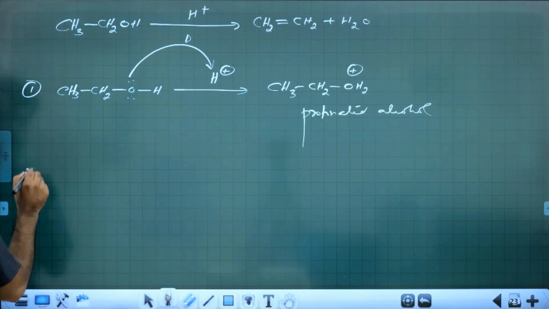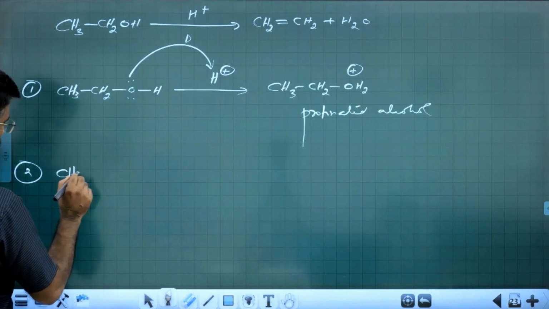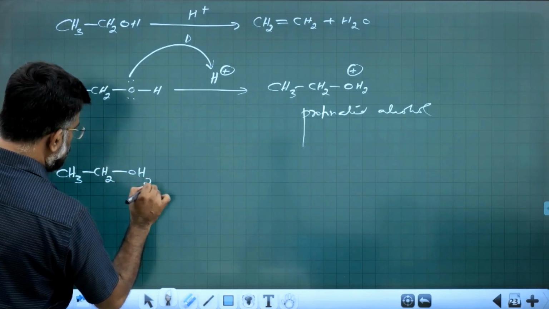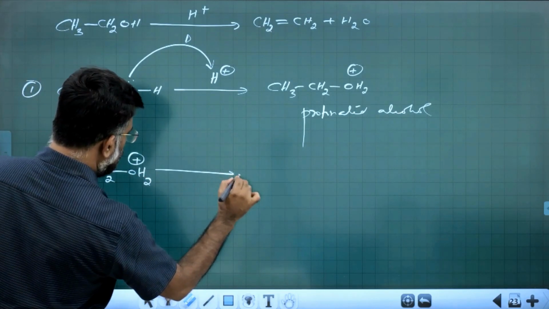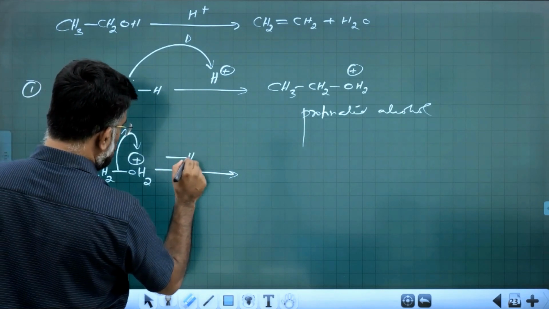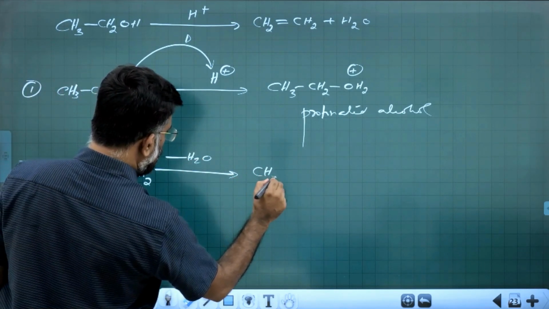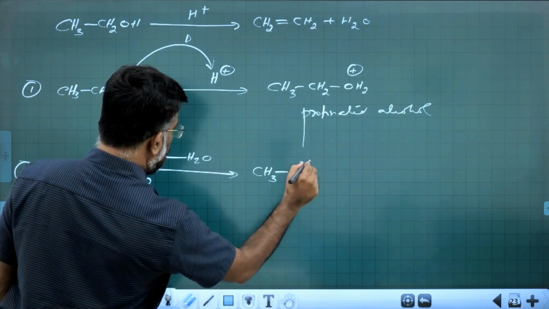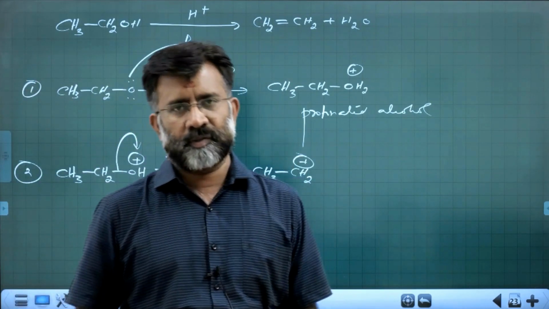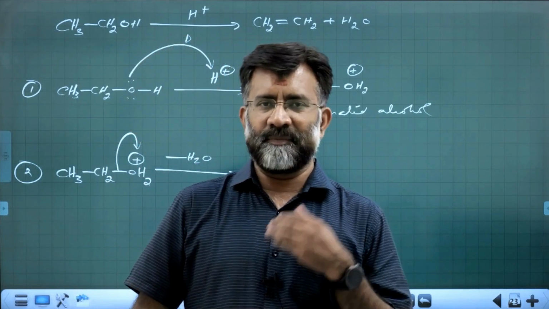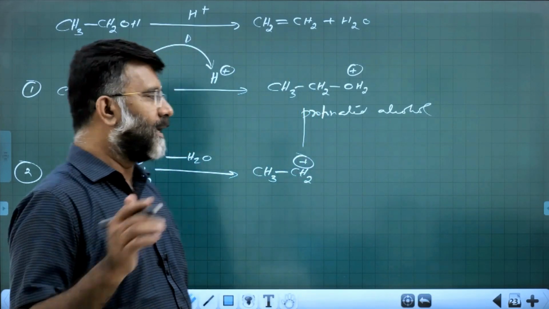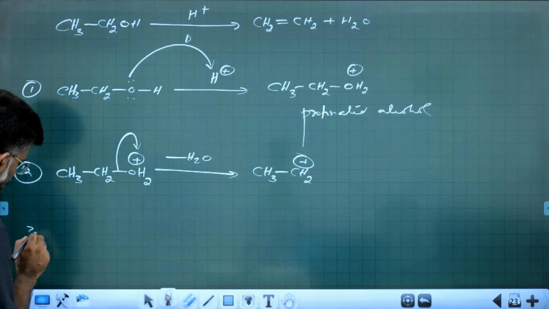The second step is the actual dehydration process. Protonated alcohol can easily undergo dehydration, as this bond will break and water is out. You get a carbocation. So first step, protonation. Second step, removal of water to get a carbocation. And third step, deprotonation.